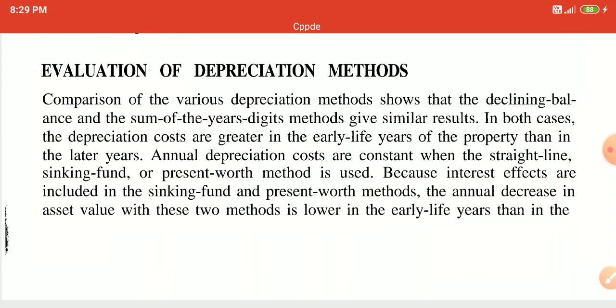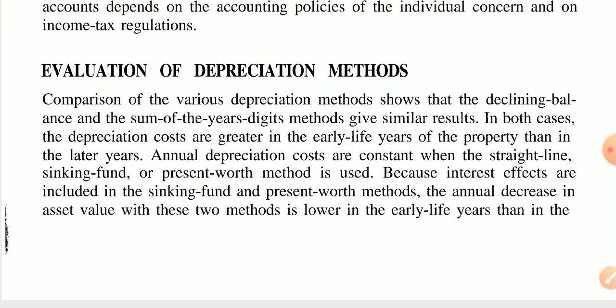Comparison of the various depreciation methods shows that the declining balance and the sum of the year digits methods give similar results in both cases. The depreciation costs are greater in the early life years of the property than in the later years. Annual depreciation costs are constant when the straight line method is used. With the sinking fund and present worth methods, because interest effects are included, the annual decrease in asset value is lower in the early life years.